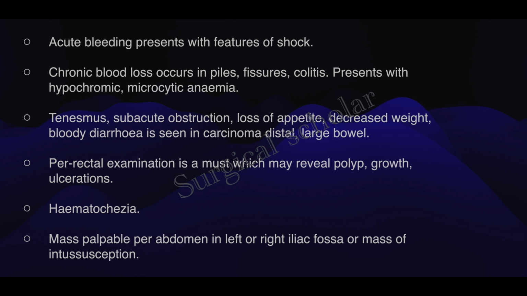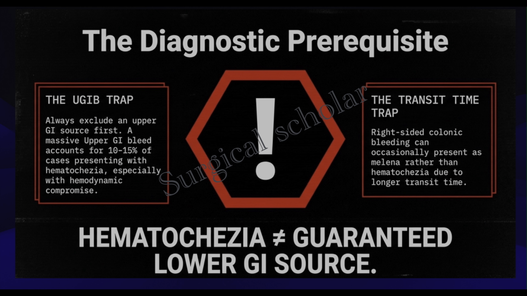Hematochezia is one of the features. Mass palpable in the upper abdomen, in the right or left iliac fossa, or the mass of intussusception, which is sausage shaped. Presence of hematochezia does not guarantee lower GI bleed. 10 to 15% of the time it happens because of upper GI causes. Right-sided colonic bleeding can occasionally present as melena rather than hematochezia due to long transit time.